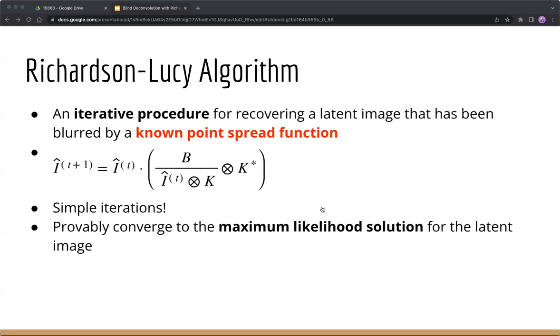This algorithm could be captured by this formula, where I hat is the latent image estimation, B is the blurred image, K is the PSF, and K star is the flip PSF. Flip just means reversing the order of every element. Given its format, you only need several simple iterations to recover the latent image, and it could probably converge to the maximum likelihood solution for the latent image.